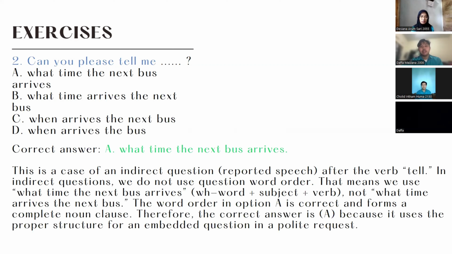This is a case of an indirect question, or reported speech. After the verb "tell" in an indirect question, we do not use question word order. That means we use "what time the next bus arrived," WH word plus subject plus verb, not "what time arrived the next bus." The word order in option A is correct and forms a complete noun clause. Therefore, the correct answer is A, because it uses the proper structure for an embedded question in a polite request.